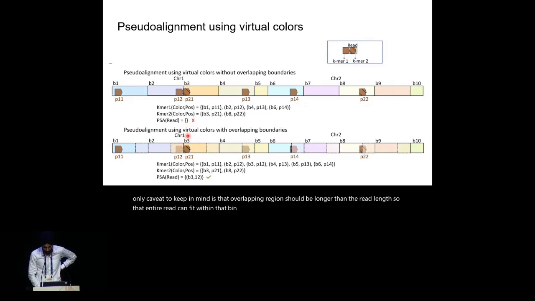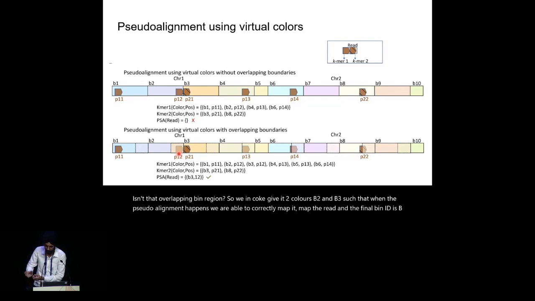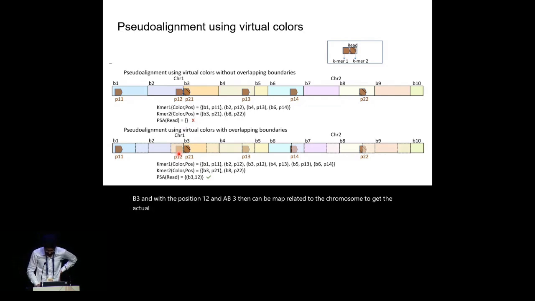Now, to provide an example, in this particular case, k-mer 1 maps to that overlapping bin region. So we give it 2 colors, B2 and B3, such that when the pseudo alignment happens, we are able to correctly map the read, and the final bin ID is B3 with the position 1, 2. And now B3 can be mapped later to the chromosome to get the actual location.